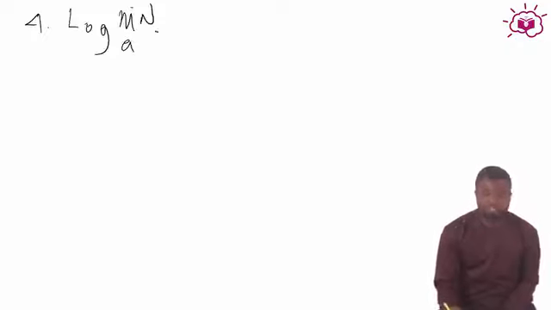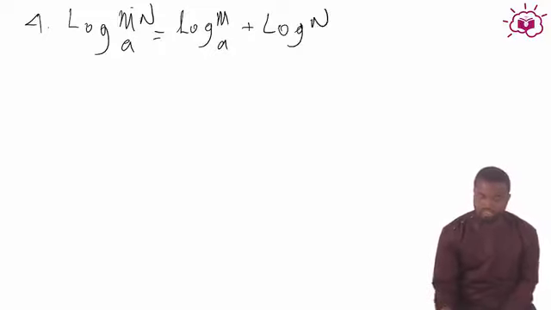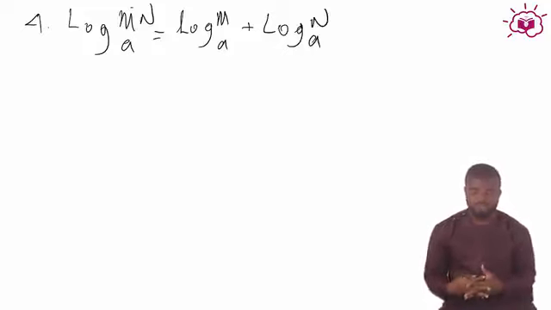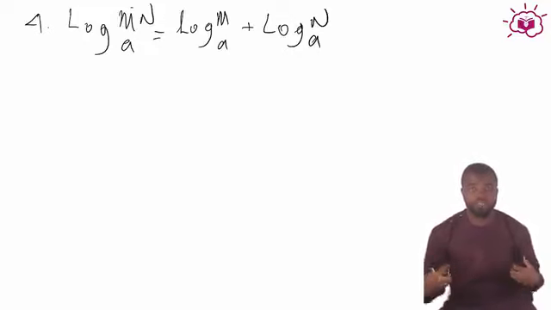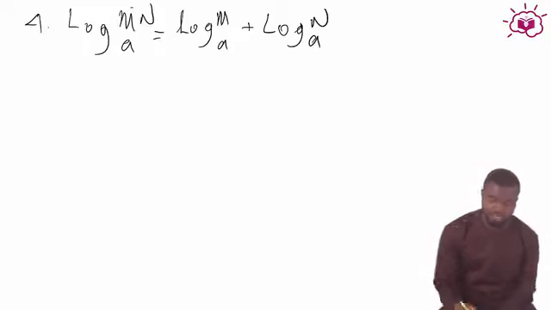The fourth rule here is log m times n base a. Log m times n base a is equal to log m base a plus log n base a. This is why some people say there is a relationship between the indices and the logarithm. If you have two numbers multiplying themselves in a logarithm, you can separate them by taking each of the numbers with the base and adding them together. That is log m times n base a is equal to log m base a plus log n base a.